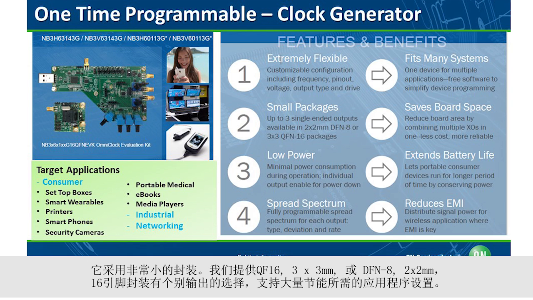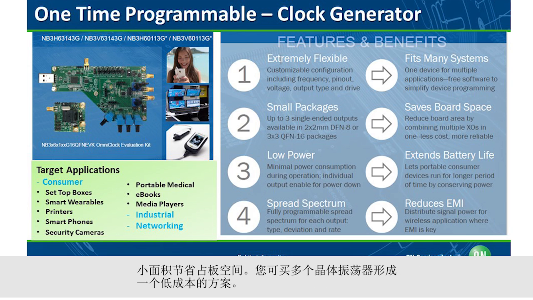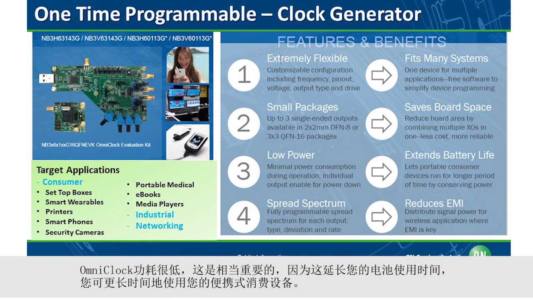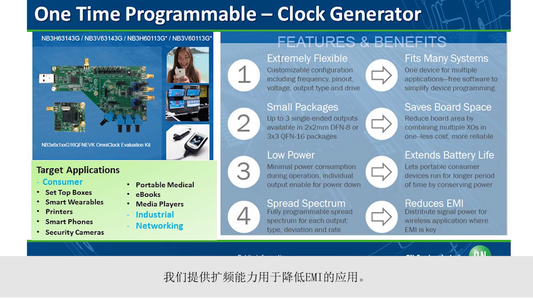The 16-pin option has individual output enable for applications that require deep power saving states. The small area saves board space, and you combine multiple crystal oscillators into one low-cost solution. OmniClock is very low power, and this is great because it extends your battery life, and you can use your portable consumer devices for a longer amount of time. And we offer spread spectrum capability for EMI reduction applications.